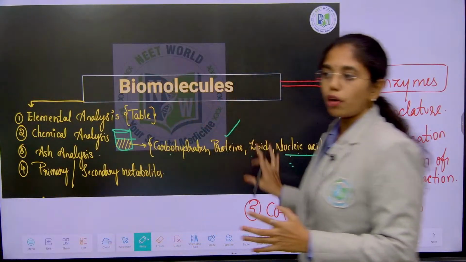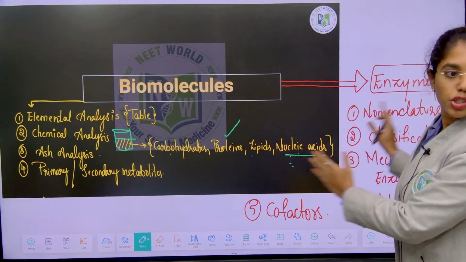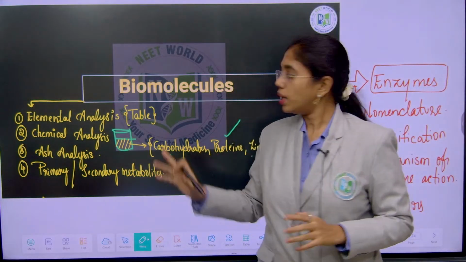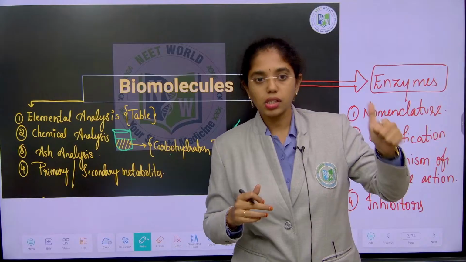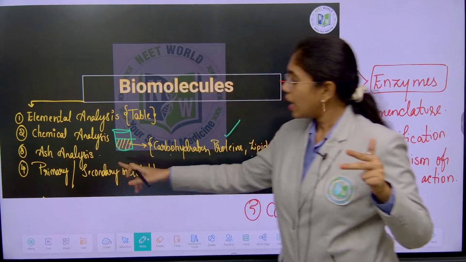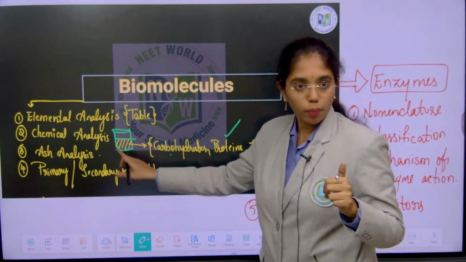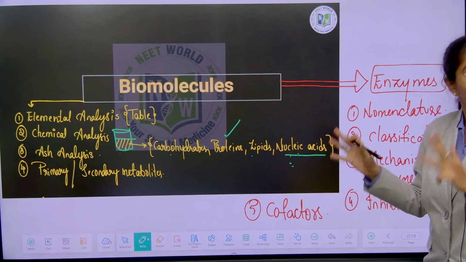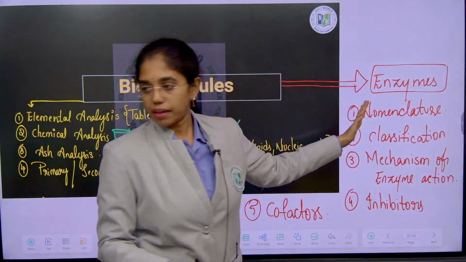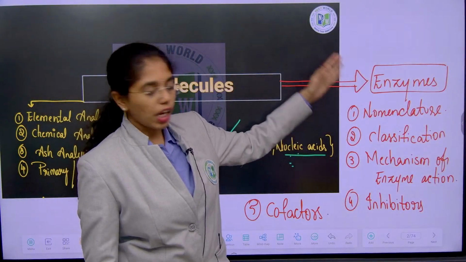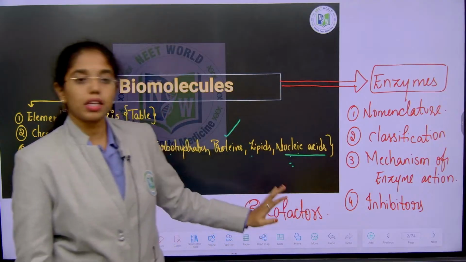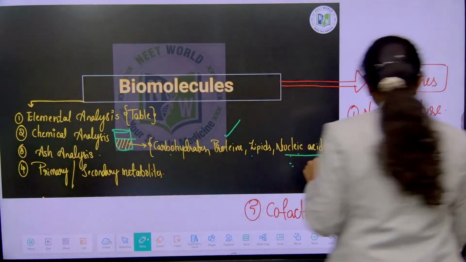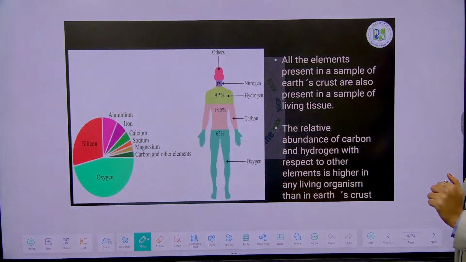Might be you already know few of the topics, but it should be in a proper structure so that you can revise it properly. So once in a gist, in a minute, what are we learning in this chapter is starting with elemental analysis, chemical analysis, ash analysis, and then from chemical analysis, whichever biomacromolecules we are getting into, that we are learning as carbohydrates, proteins, lipids, nucleic acids in detail, after which we are learning on enzymes, right? Its nomenclature, classification, mechanism of enzyme action and inhibitors, lastly cofactors, right beta? Clear till here, right? And we are going to start with elemental analysis first.